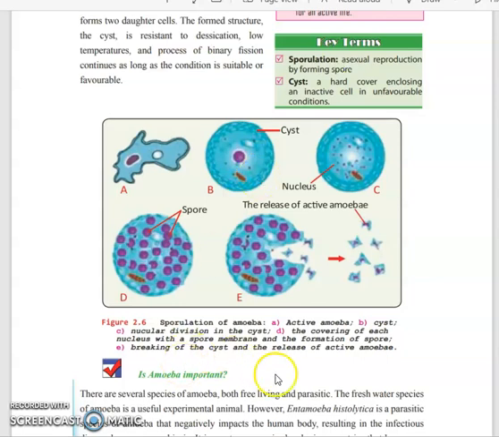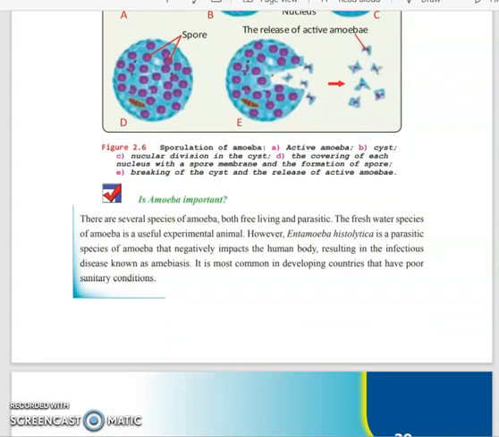Here spores are formed. And a cyst is a hard cover enclosing an active cell in unfavorable conditions. So in unfavorable conditions a cyst forms, and the active phase occurs when there are favorable conditions.